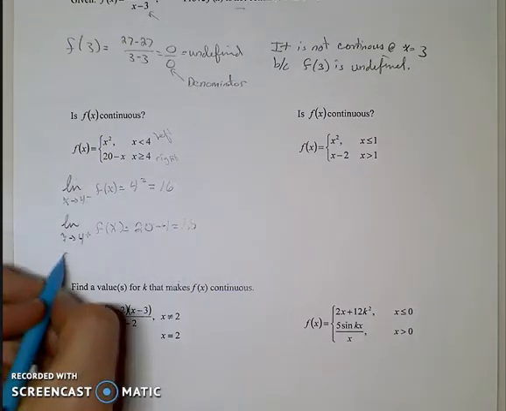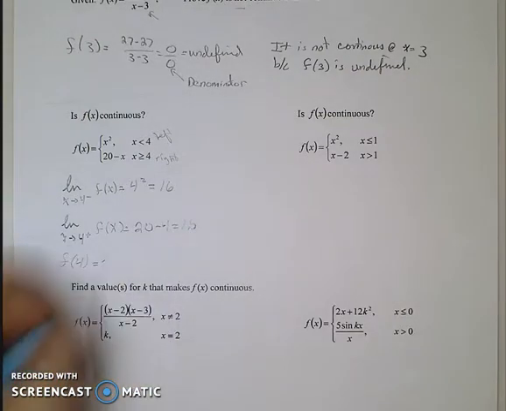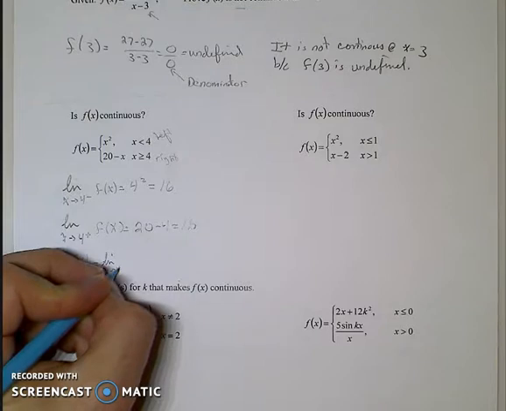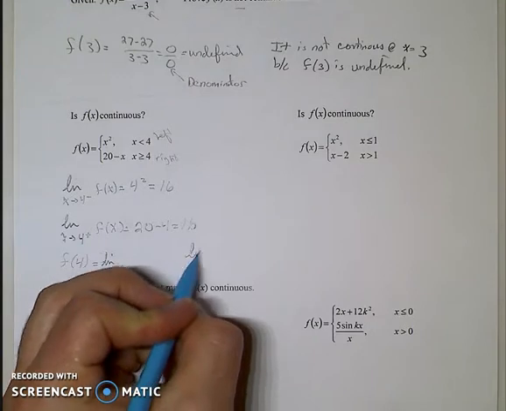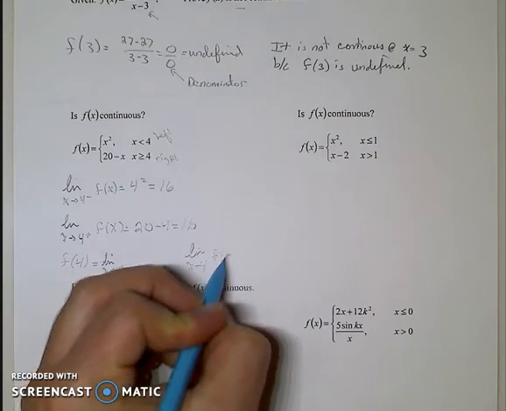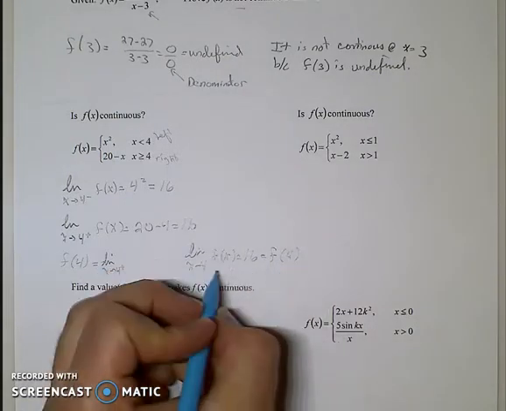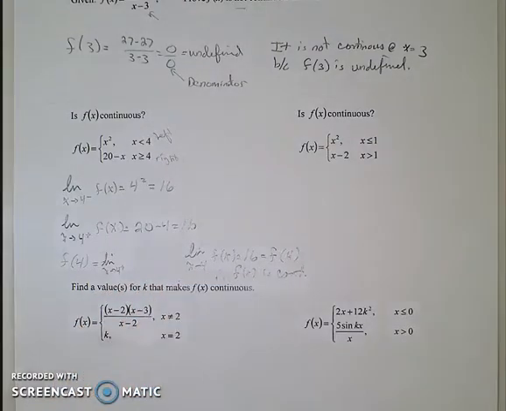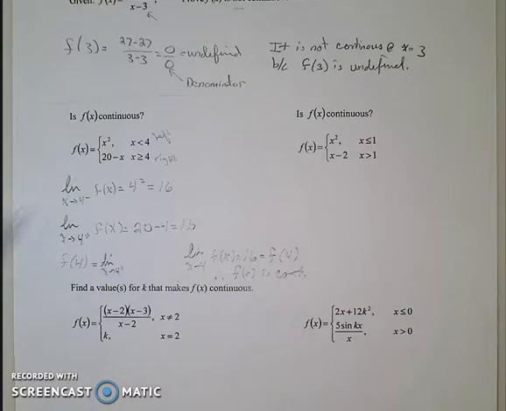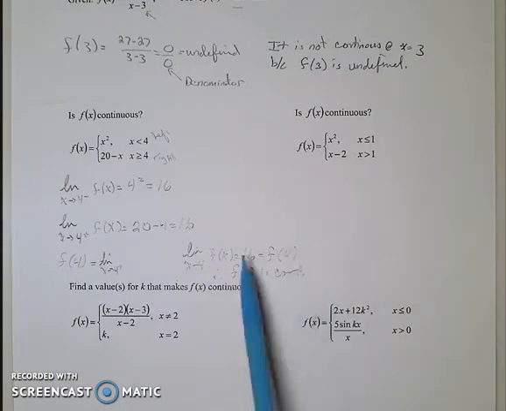Also notice that we know that f of 4 equals the limit as x approaches 4 from the right, because it's equal to 16 here. So we can say that the limit as x approaches 4 of f of x equals 16, which also equals f of 4, and so therefore f of x is continuous. So say condition 1 satisfied, condition 2 satisfied, condition 3 satisfied, because they're both equal to 16.